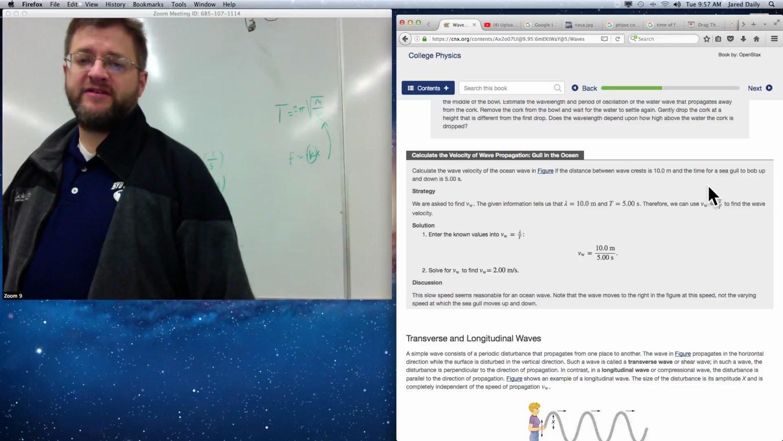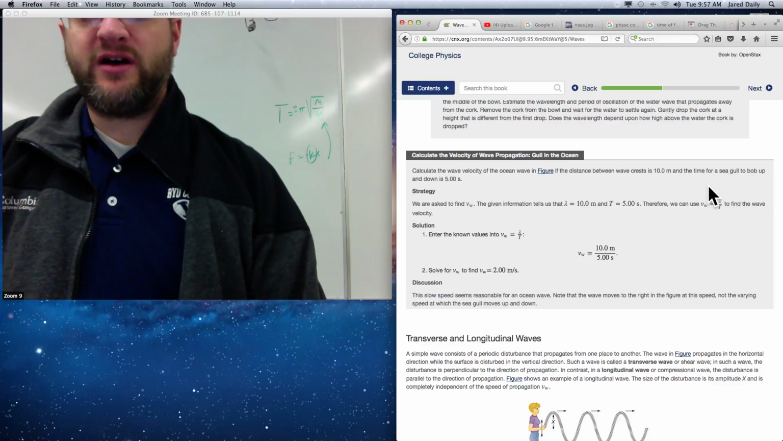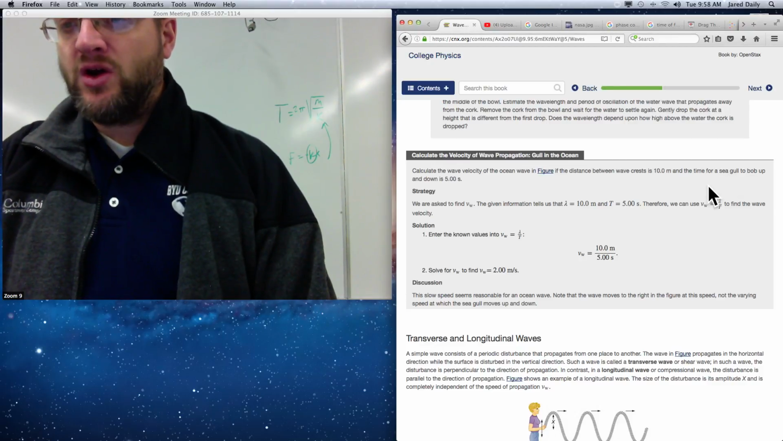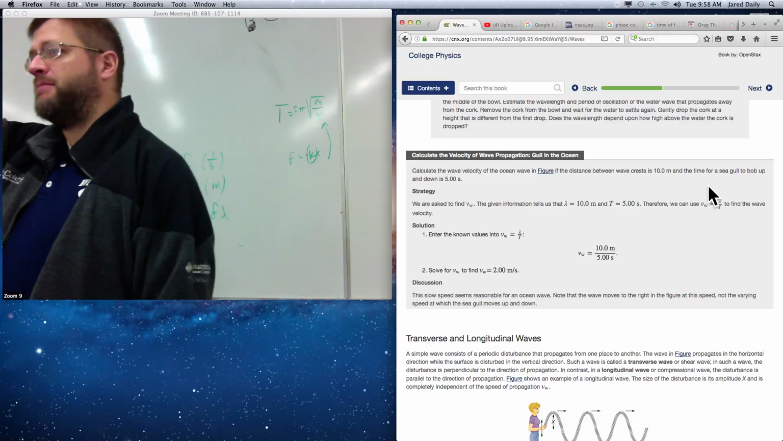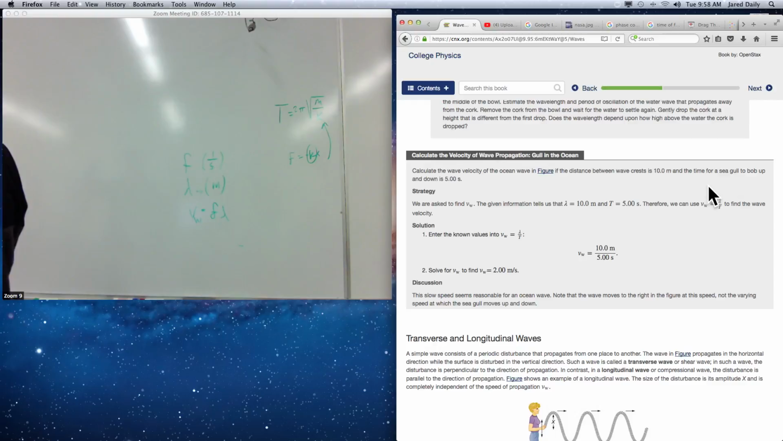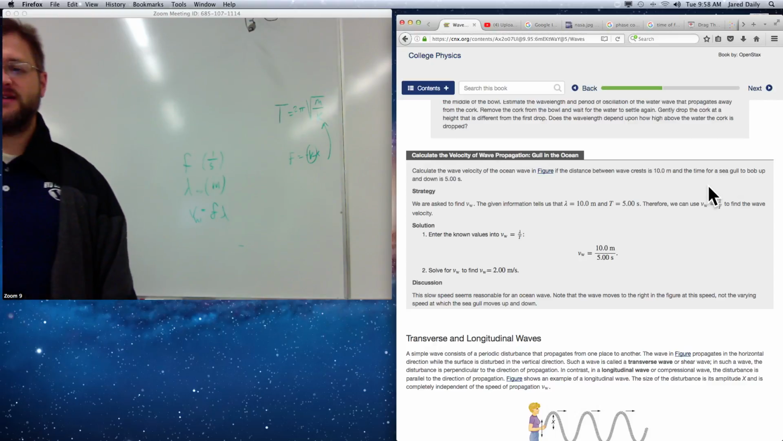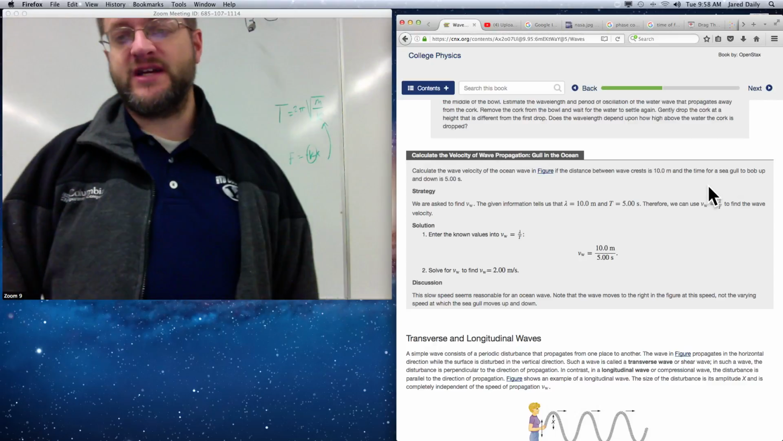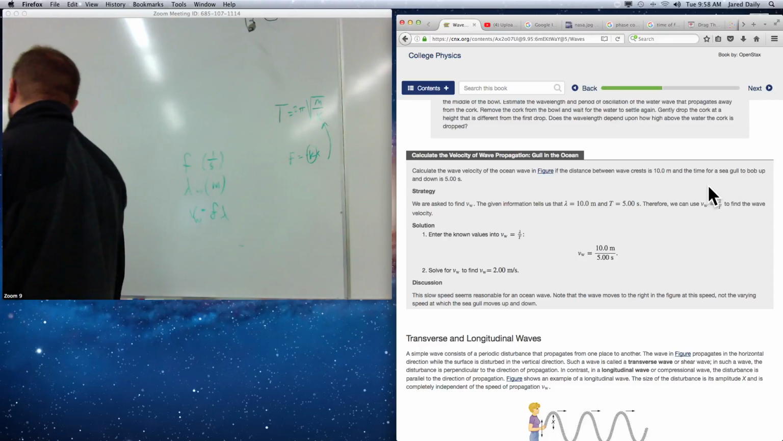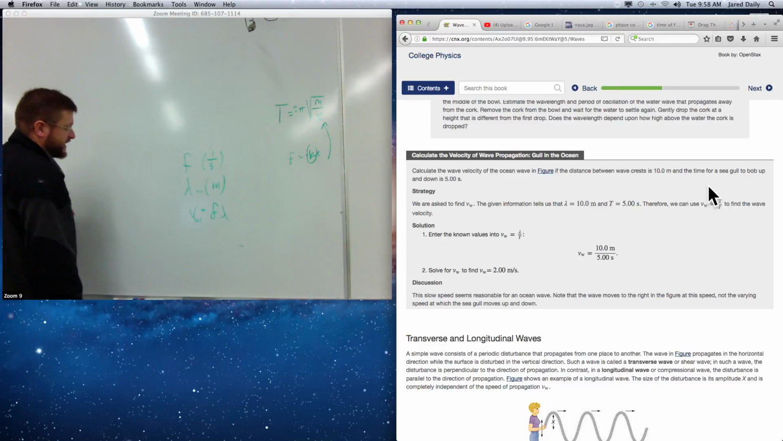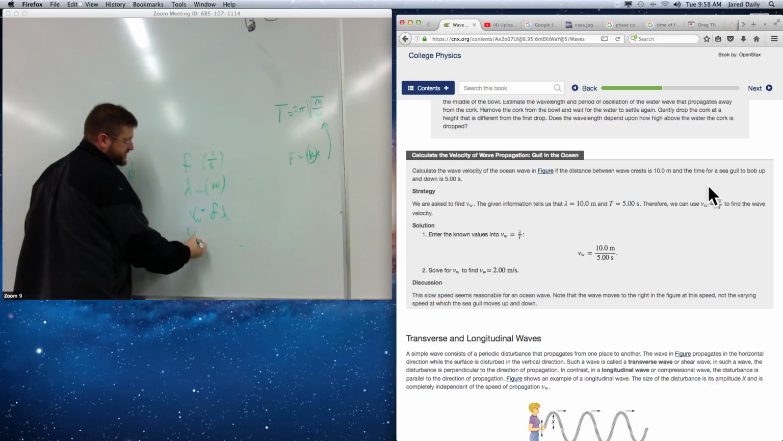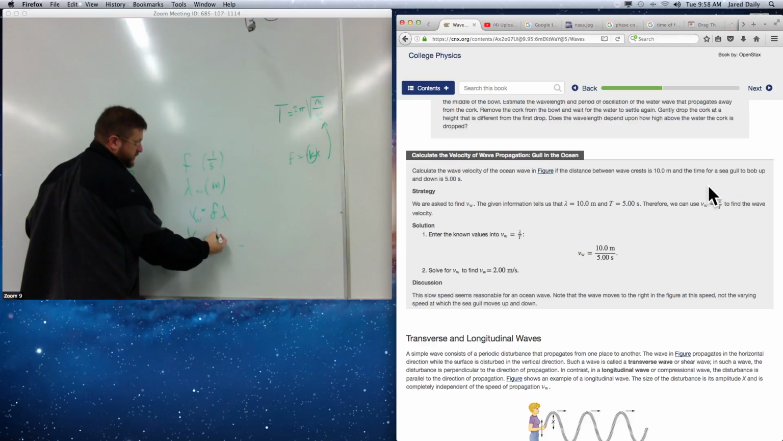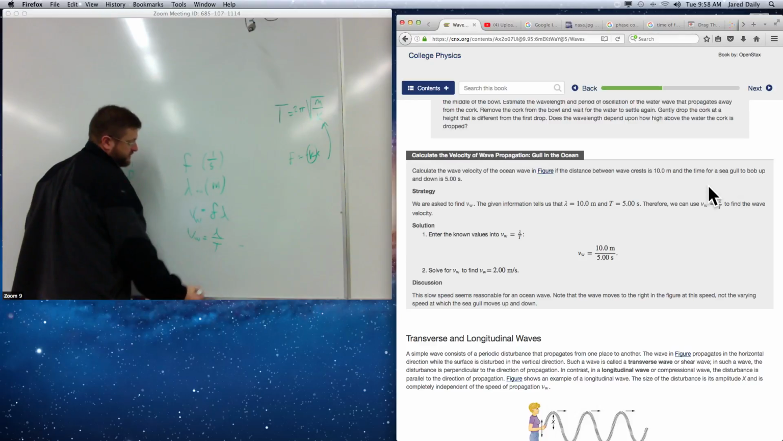So they have an example where we calculate the wave velocity of an ocean wave, where the crests are 10 meters apart, and the time for a seagull to bob up and down and back up again, which would be the period, right, is 5 seconds. The frequency is 1 over 5 seconds. So you get 10 meters divided by 5 seconds, which is 2 meters per second. Remember, the period equals 1 over frequency. So you can also say that the velocity of a wave is equal to the frequency times the wavelength, which is the wavelength divided by the period.